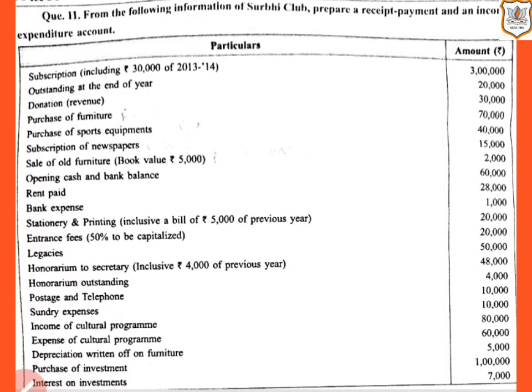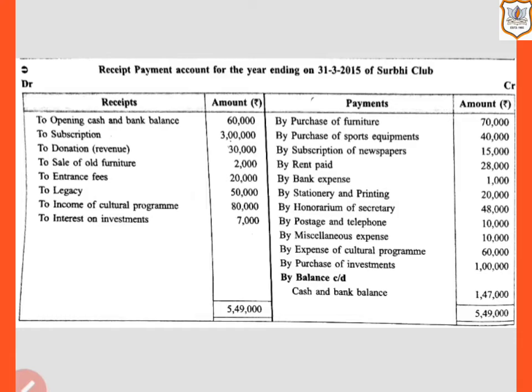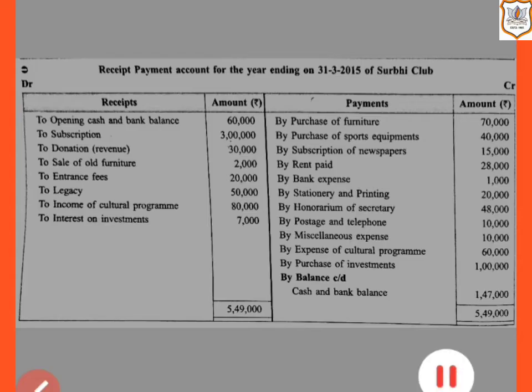The next one in the question is purchase of furniture. Furniture is an asset, and when an asset is purchased, it is called a capital expense. So we will not disclose it in the income and expenditure account. We will show it only in the receipt and payment account, and that too on the payment side. So the amount is 70,000. Here we will disclose it by purchase of furniture, amount 70,000. Now let us see the next.